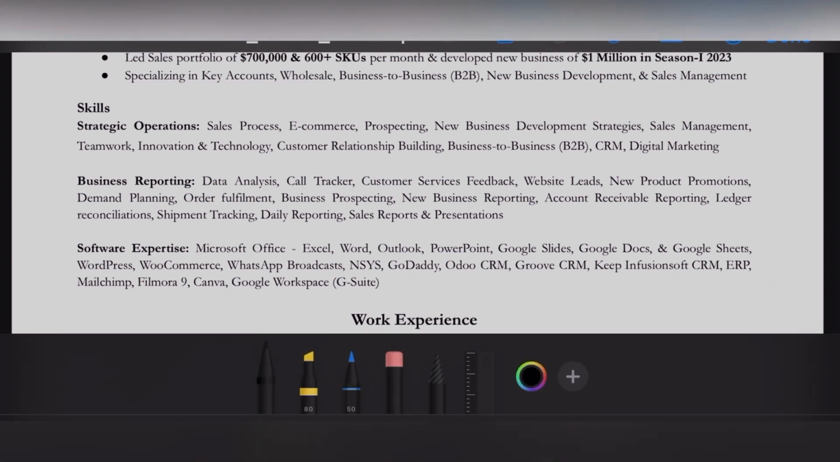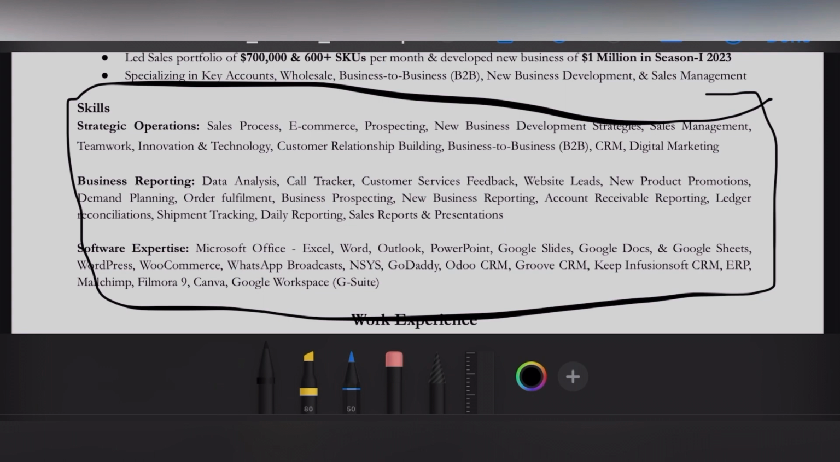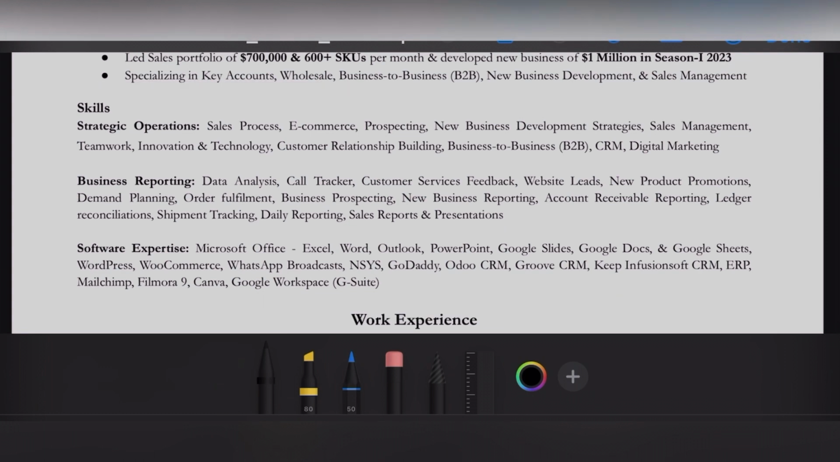So what was I saying? E-commerce, prospecting, new business development, CRM, customer relationship building, teamwork. These are all keywords. Then business reporting. For business reporting, we have data analysis, call tracker, customer service feedback, website leads, etc. Then we got software expertise. For software expertise, I have listed all the software that I'm expert in.